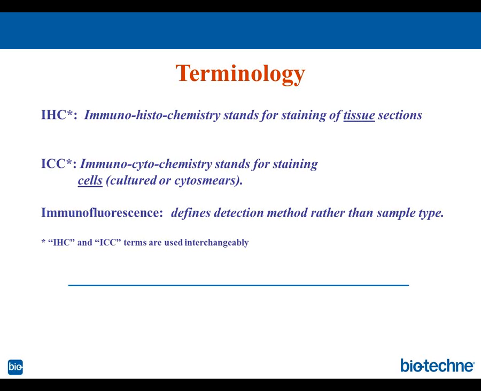Before we start, let's look at terminology briefly. As you all know, IHC stands for staining tissue sections. Quite often people use the term ICC, which stands for immunocytochemistry, and this stands for staining cells. So IHC and ICC refer to the samples people use in their experiments. Quite often you also hear the term immunofluorescence, which defines the detection technique rather than the sample type under investigation.